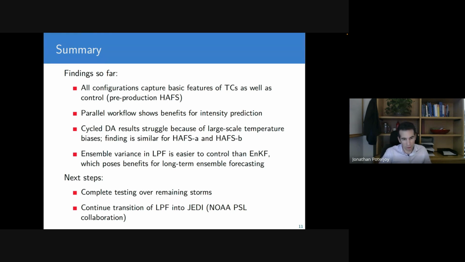Next steps are to complete testing over the remaining storms. Also, I'm working with NOAA PSL right now to bring this new data simulation system into JEDI. And with that, I'll hand things over to OU.